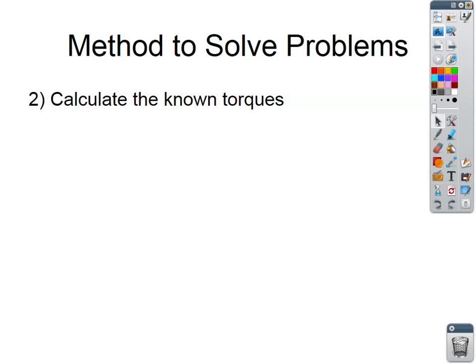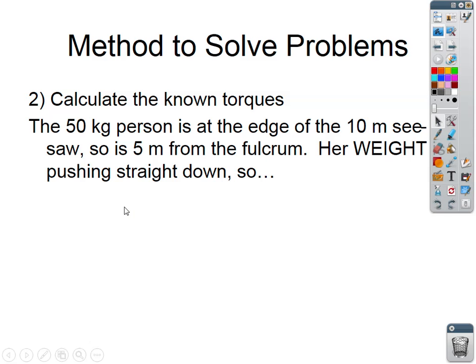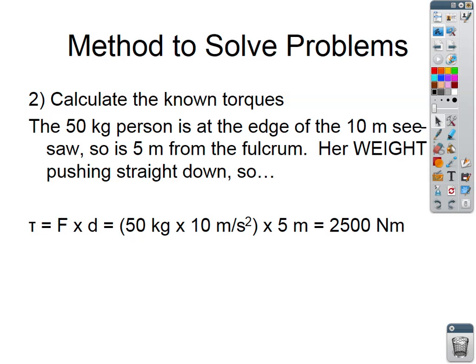Step 2, calculate your known torques. Okay? We would basically start calculating everything out. That's what we're looking at here. So again, let me go ahead and draw this out one more time. The 50 kilogram weight over here, I'll write 50 kilograms, is applying a force. The whole thing is 10 meters long. It's a very large seesaw. Okay, 10 meters long. So that means that they are 5 meters from the fulcrum. So that means it would be 50 times 10, m times g.